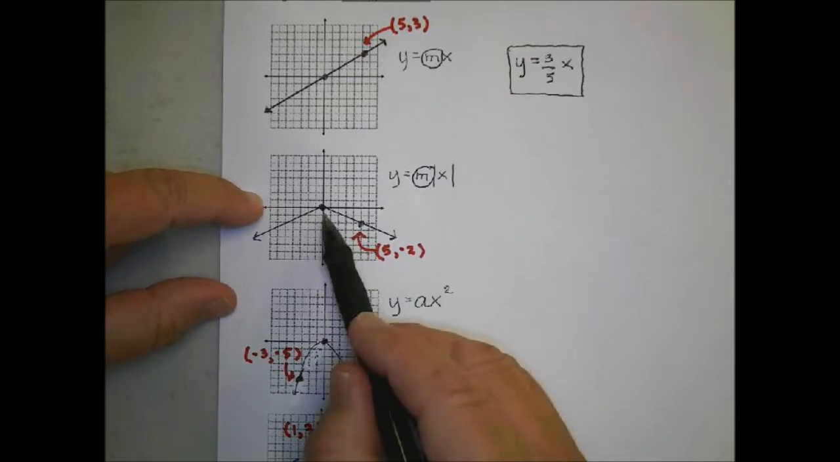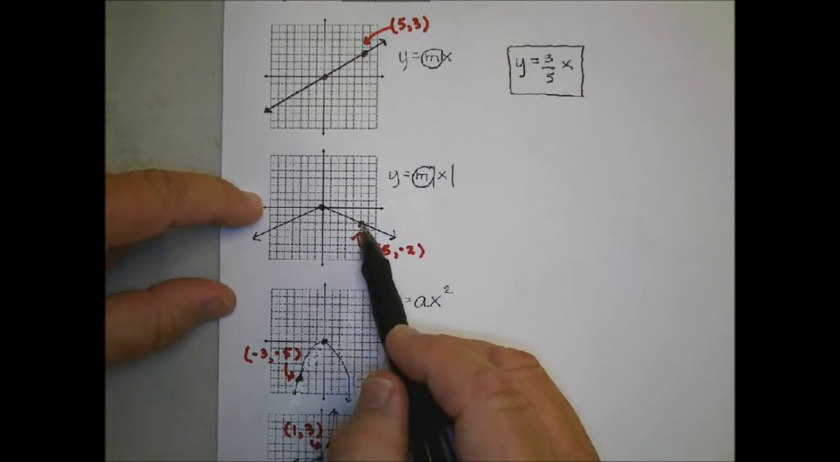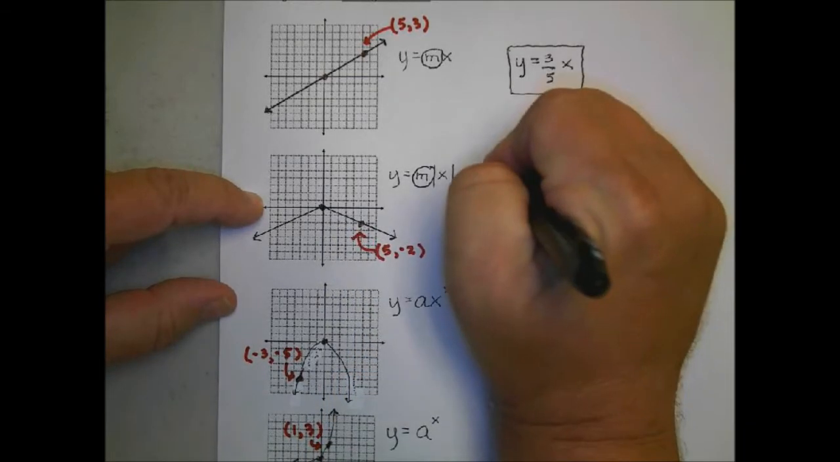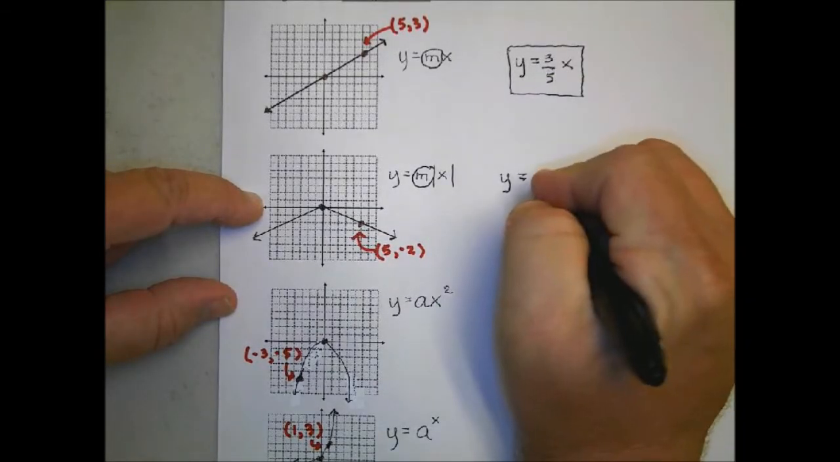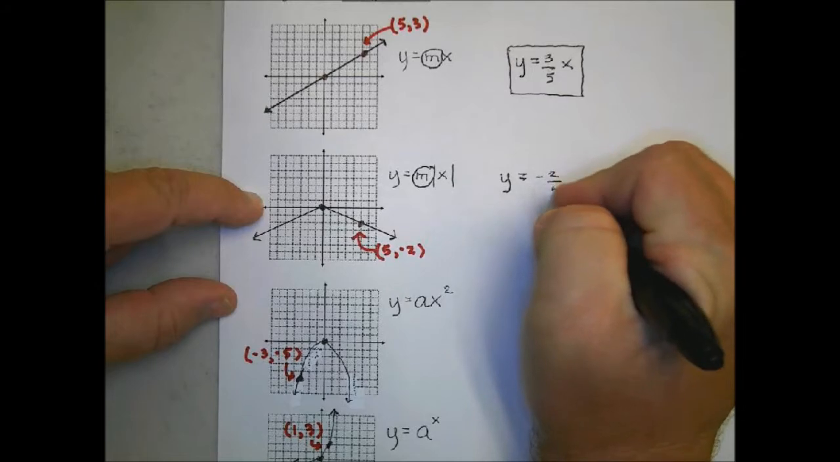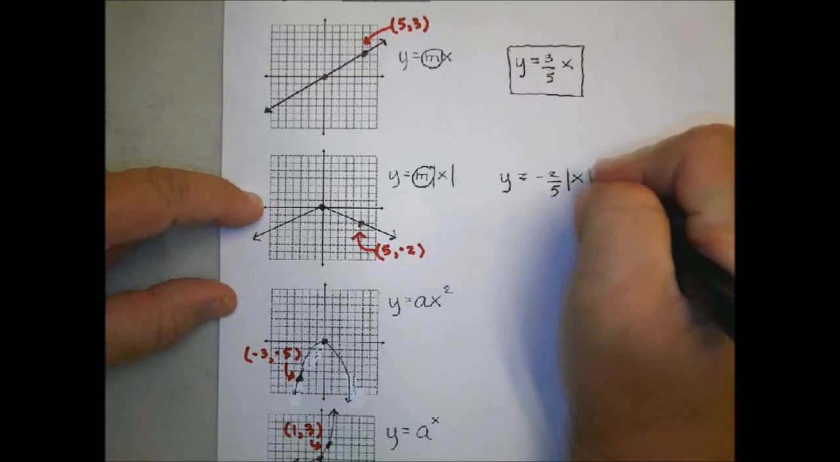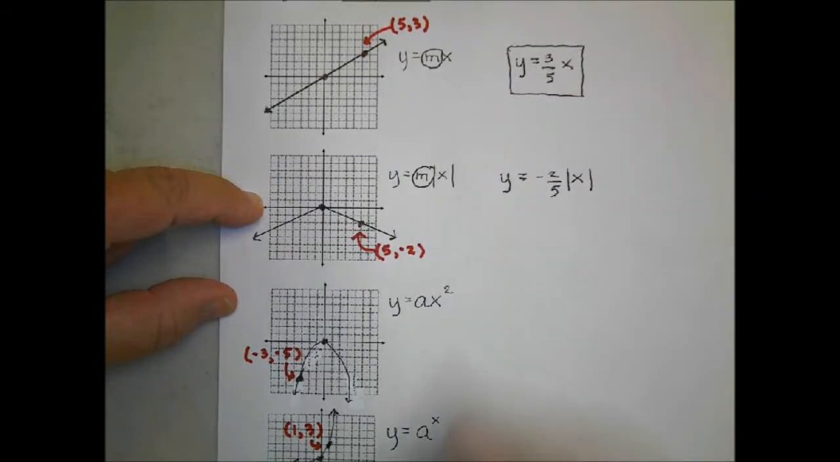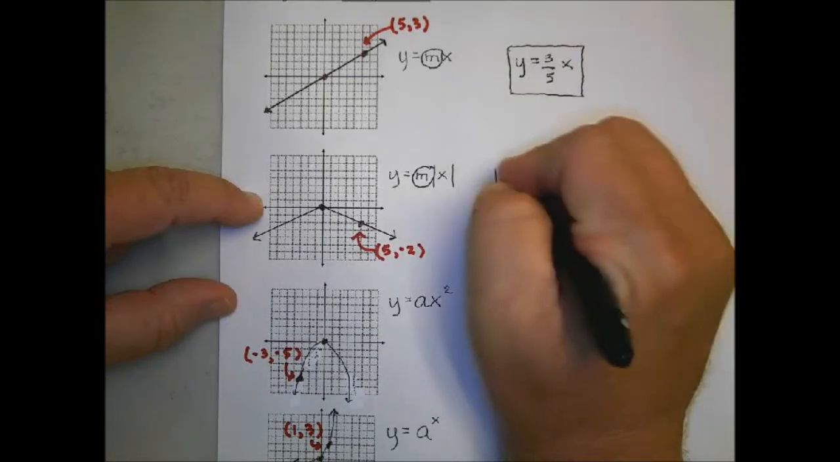So y equals 1, 2, down 2, 1, 2, 3, 4, 5, negative 2/5. y equals negative 2/5 absolute value x. And that's the equation for that graph.